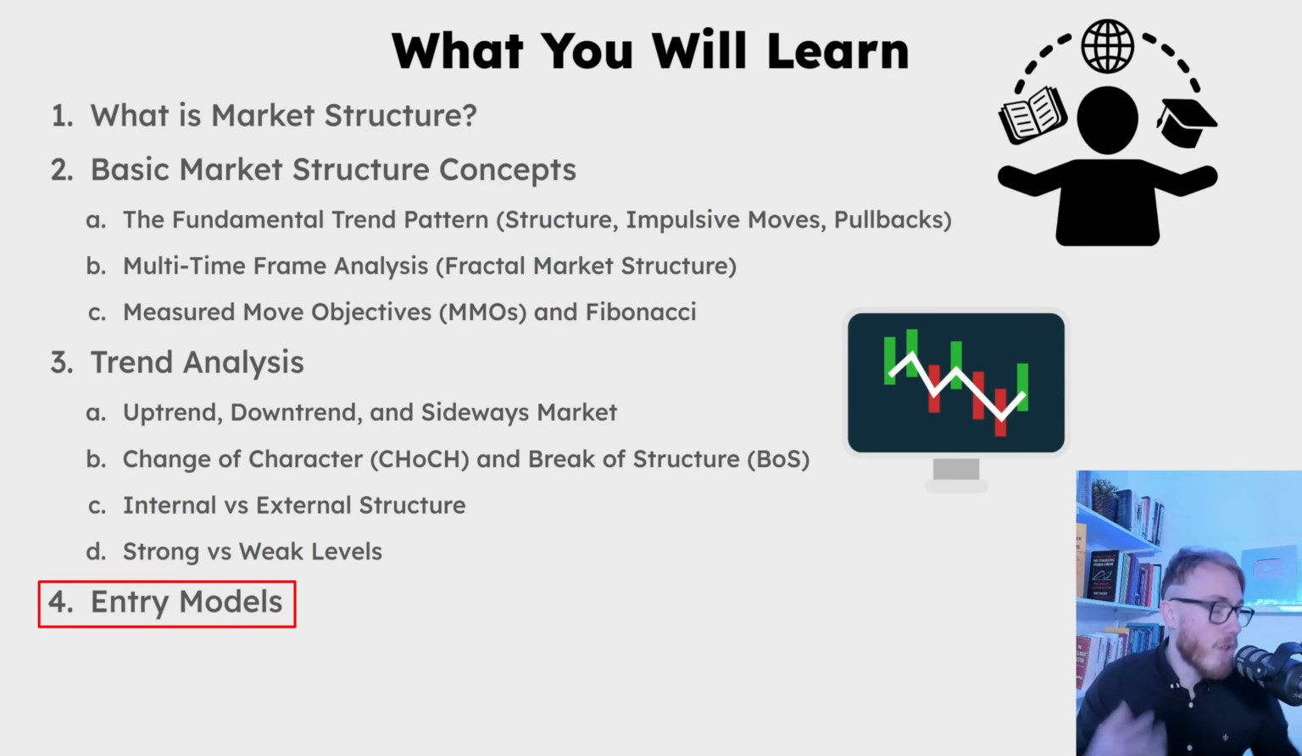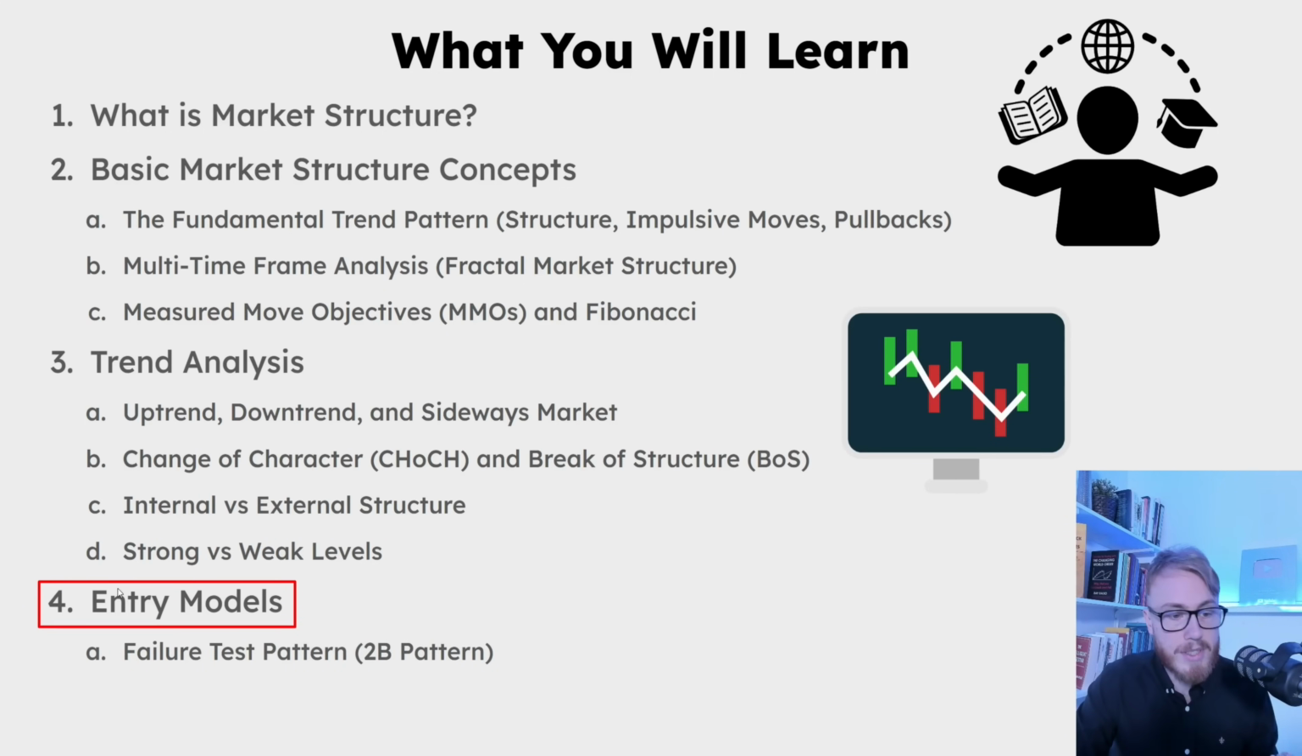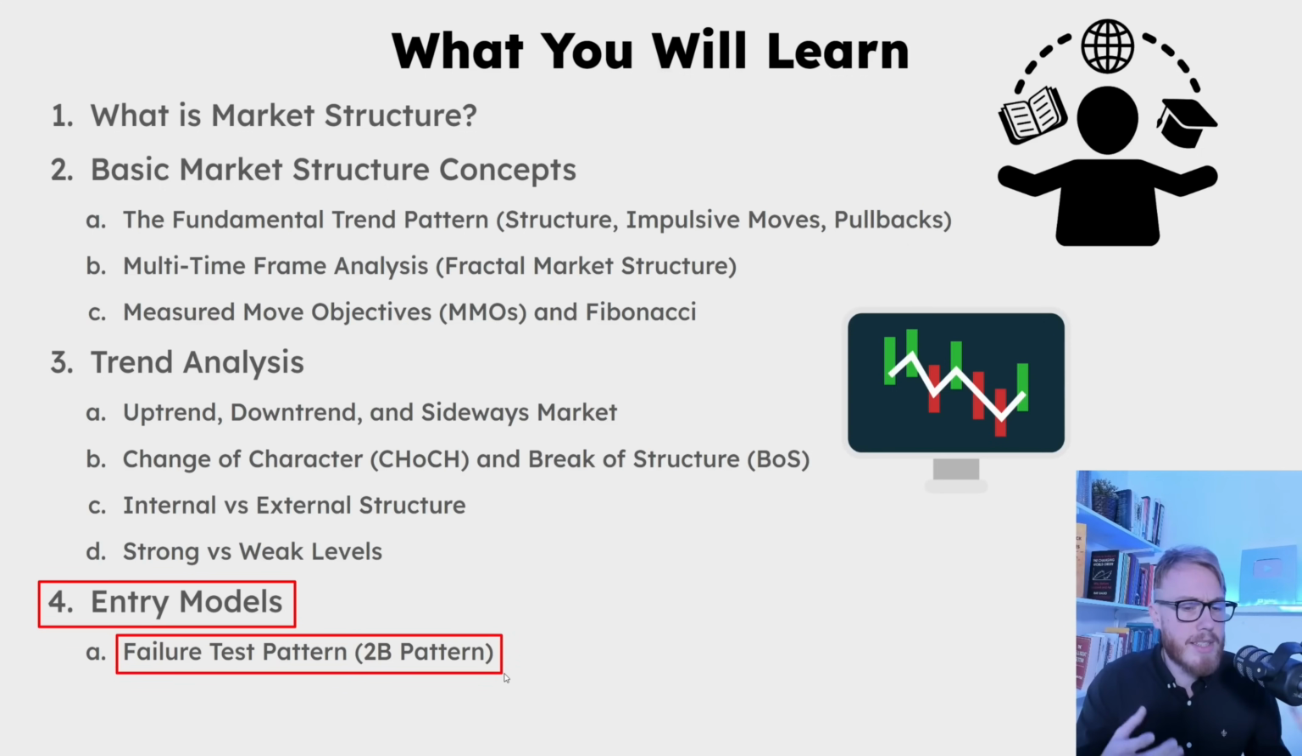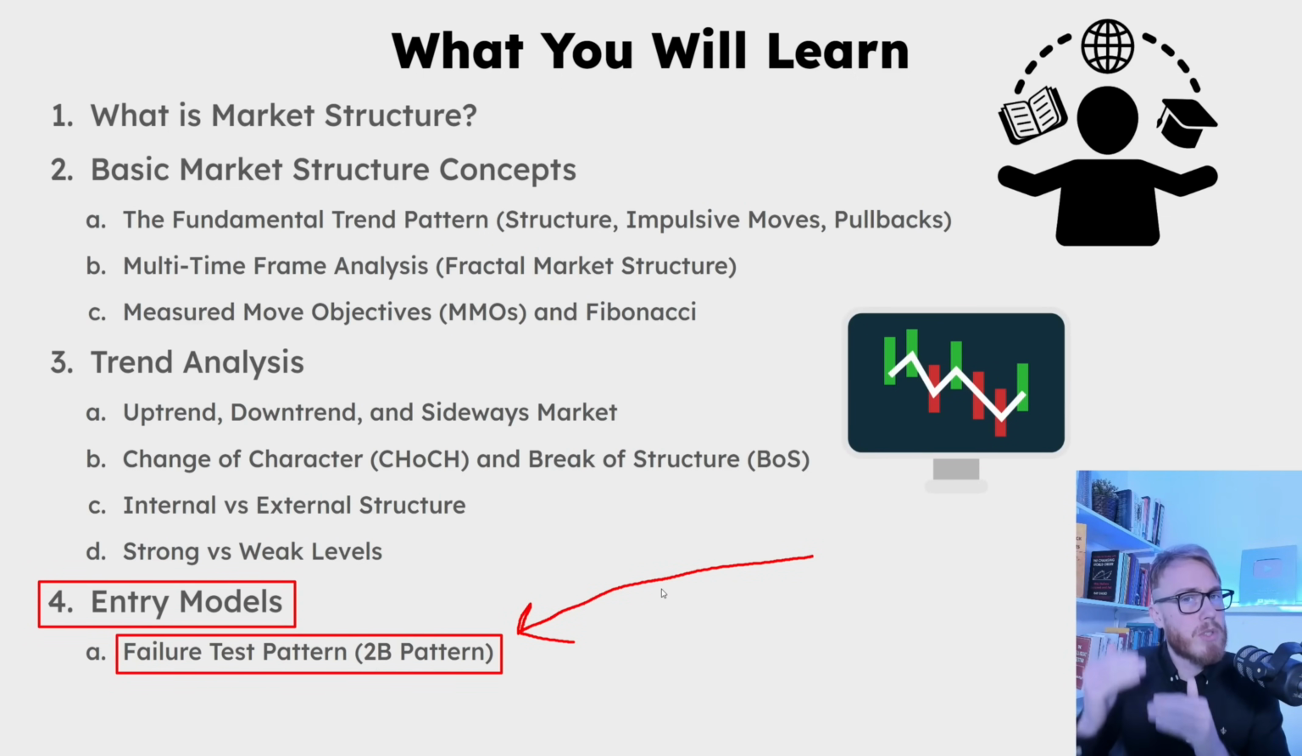And here there are tons of different strategies, but in this course, I want to focus on two specific strategies. The first one is a strategy called the failure test pattern, and this pattern actually has many names. It's also called the 2B pattern. If you have been reading about Wyckoff, it's sometimes called the Wyckoff spring or the Wyckoff upthrust. But I really like this entry model because it's pretty simple to use, and it also has some strict rules that can make it easy to follow in a step-by-step manner.